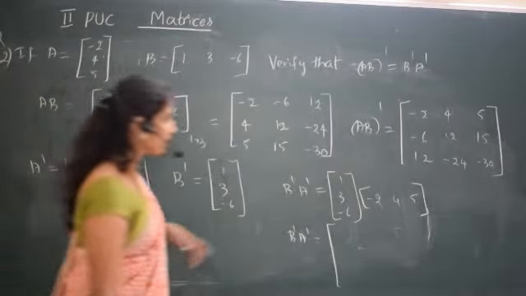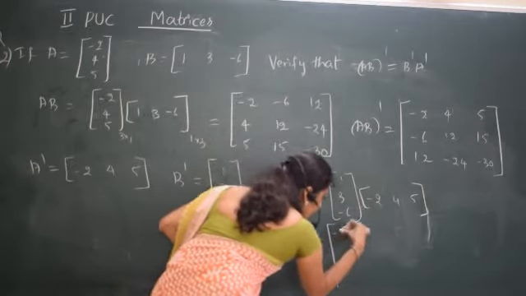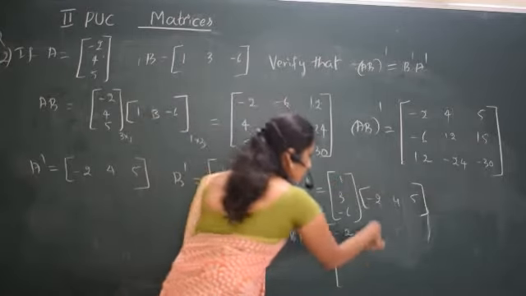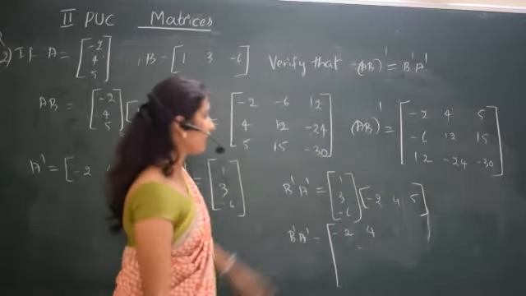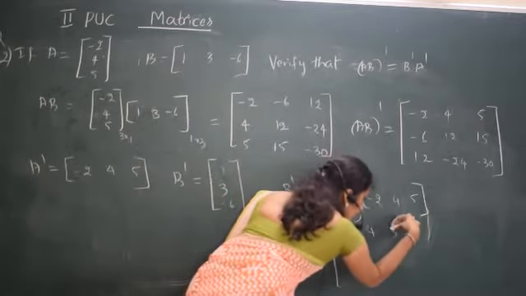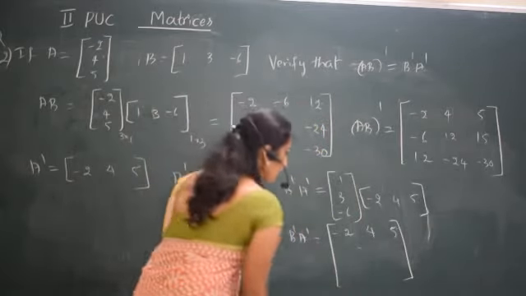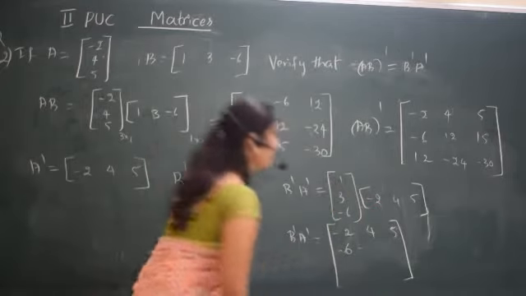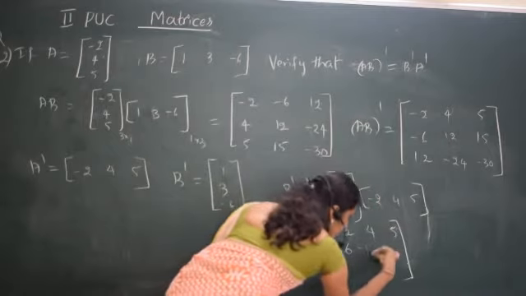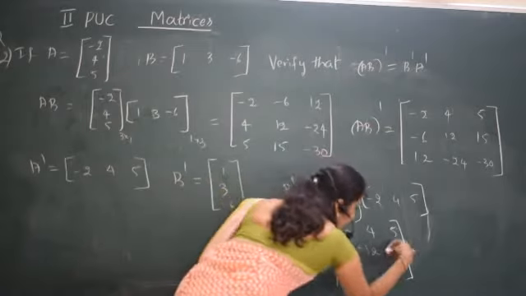So what is the 3 by 3 matrix? The first element, first row and first column, is -2. Then the first row, second column is 4, and the first row, third column is 5. Then second row, first column is 3 into -2, which is -6. Second row, second column, 3 into 4 is 12. Second row, third column is 15.